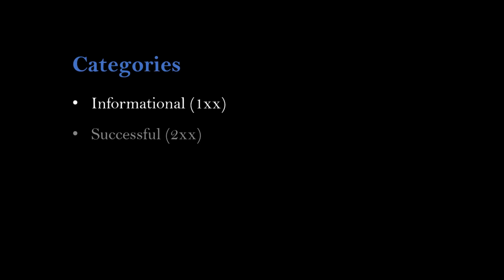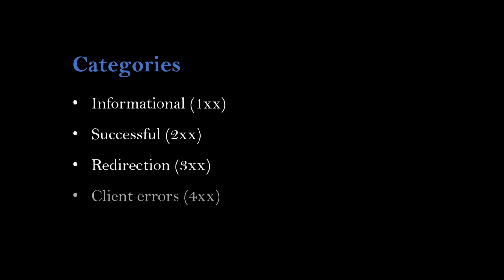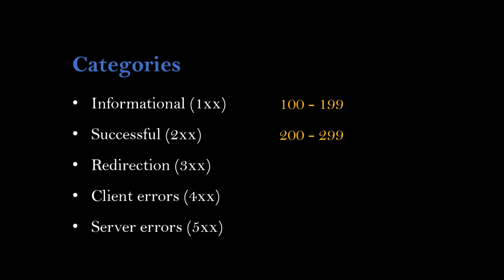These codes belong to different categories such as informational, successful, redirection, client errors, and server errors. Codes like 100 to 199 belong to the informational category. Then successful codes fall in the range 200 to 299, and the same goes for redirection, client errors, and server errors.